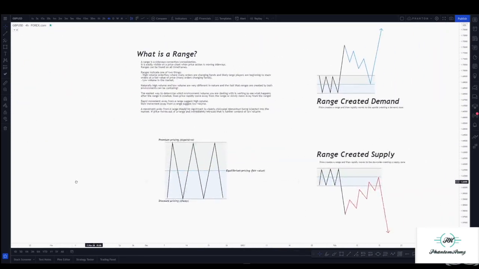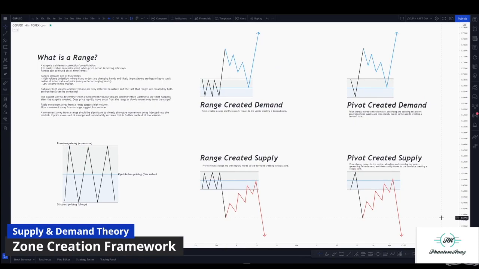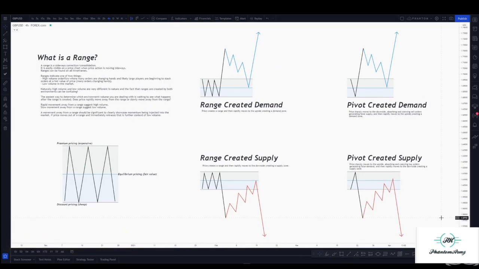So let's take a look at the actual ways of identifying supply and demand on a price chart. So here we have two specific ways of creating a supply and demand zone. We have range created supply and demand, and we have pivot created supply and demand.